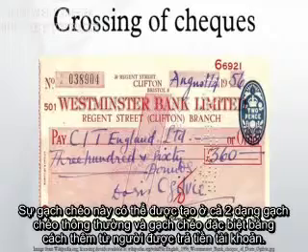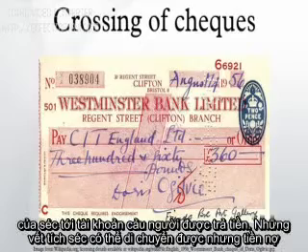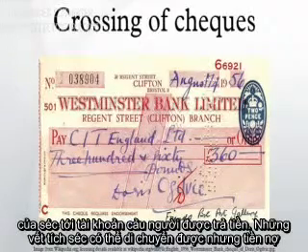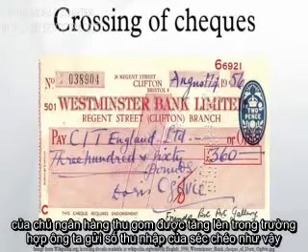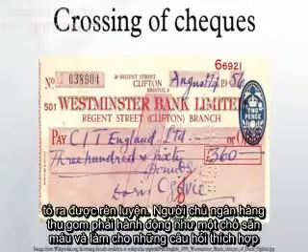Account payee or restrictive crossing. This crossing can be made in both general and special crossing by adding the words account payee. In this type of crossing, the collecting banker is supposed to credit the amount of the check to the account of the payee only. The check remains transferable but the liability of the collecting banker is enhanced in case he credits the proceeds of the check so crossed to any person other than the payee and the endorsement in favor of the last payee is proved forged.